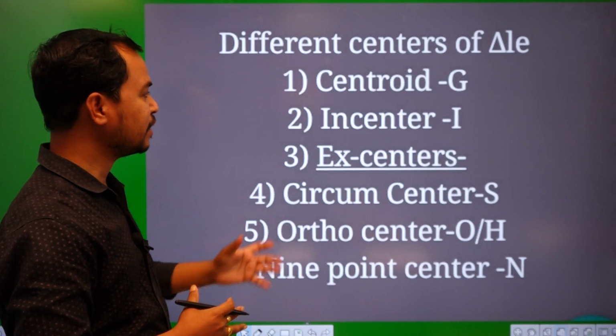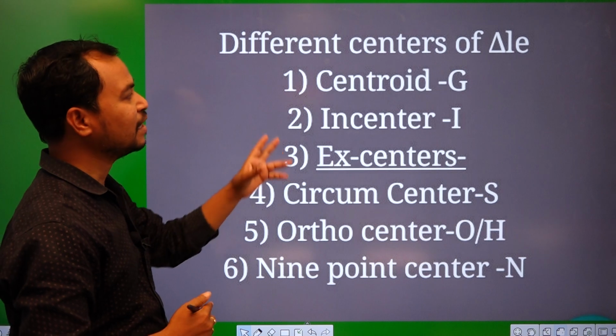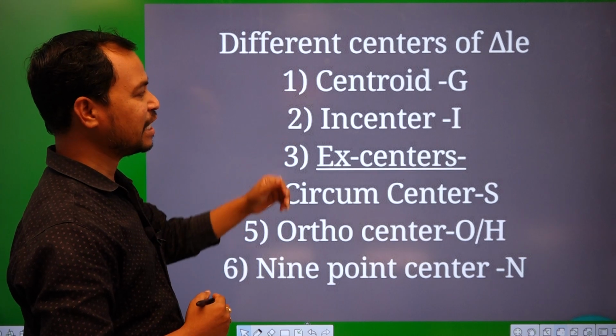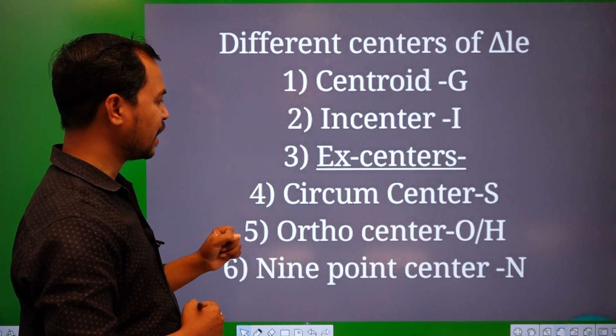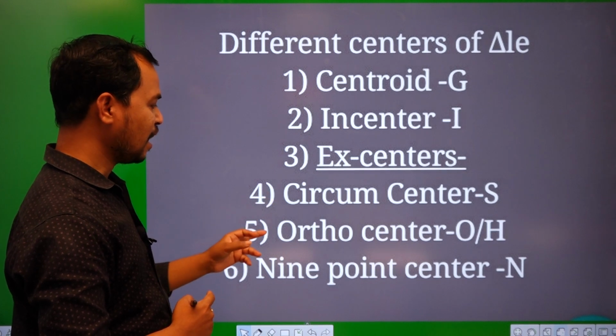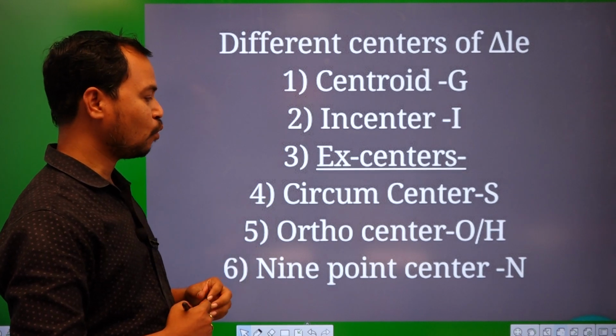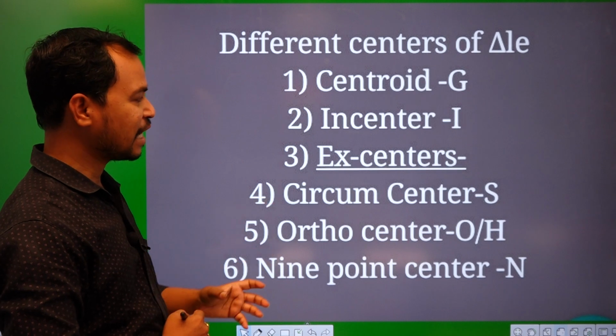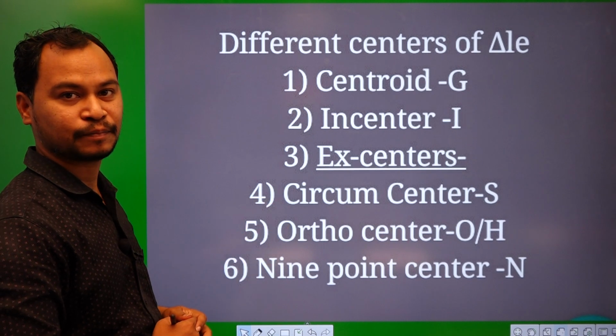As I said, it has many centers. The first one is the centroid of a triangle, then the incenter, the excenter, the circumcenter, the orthocenter, and the 9-point center of a triangle. How many centers does it have? It has 6 centers.